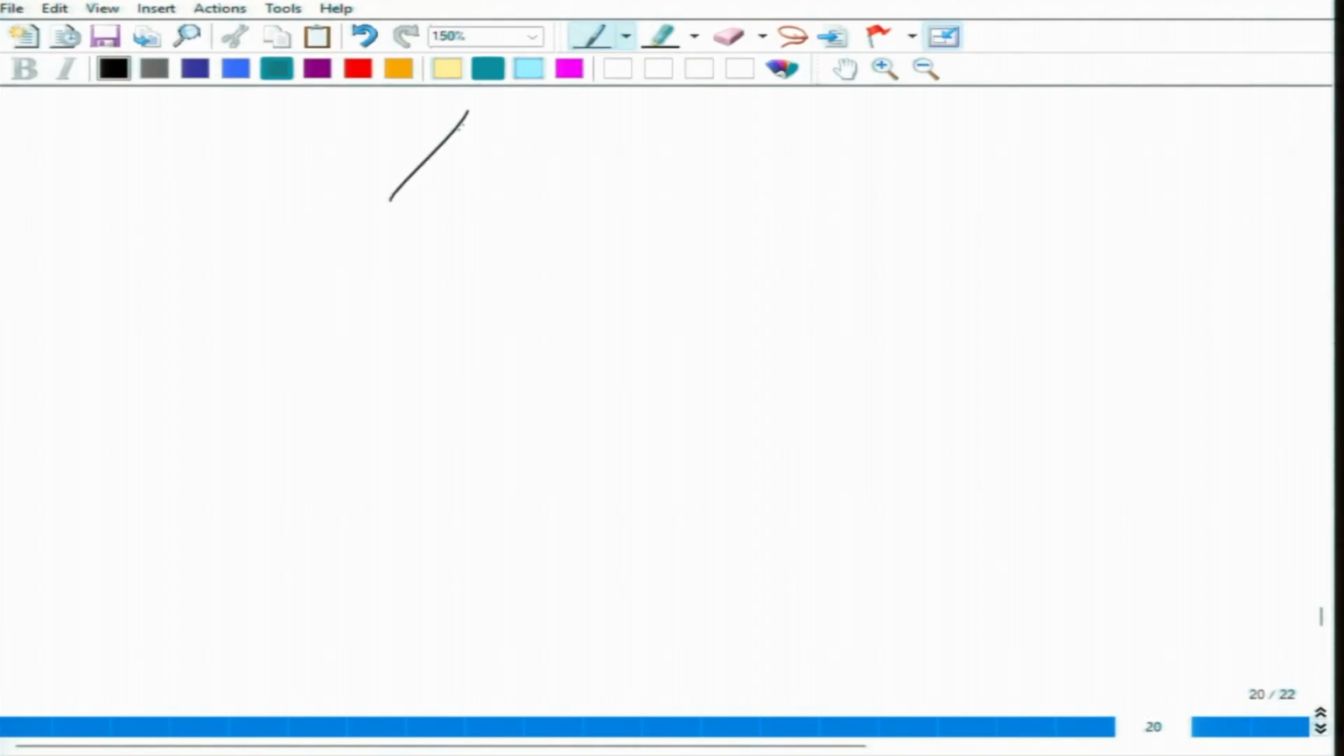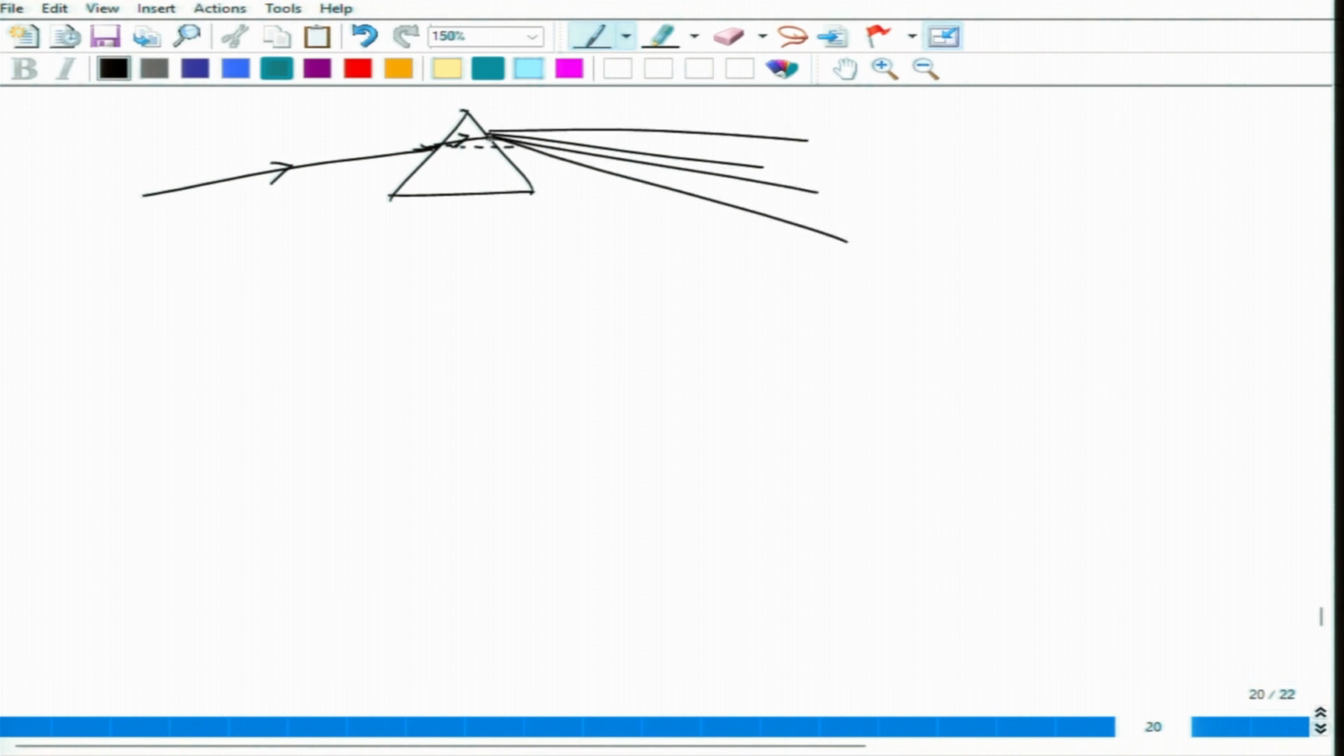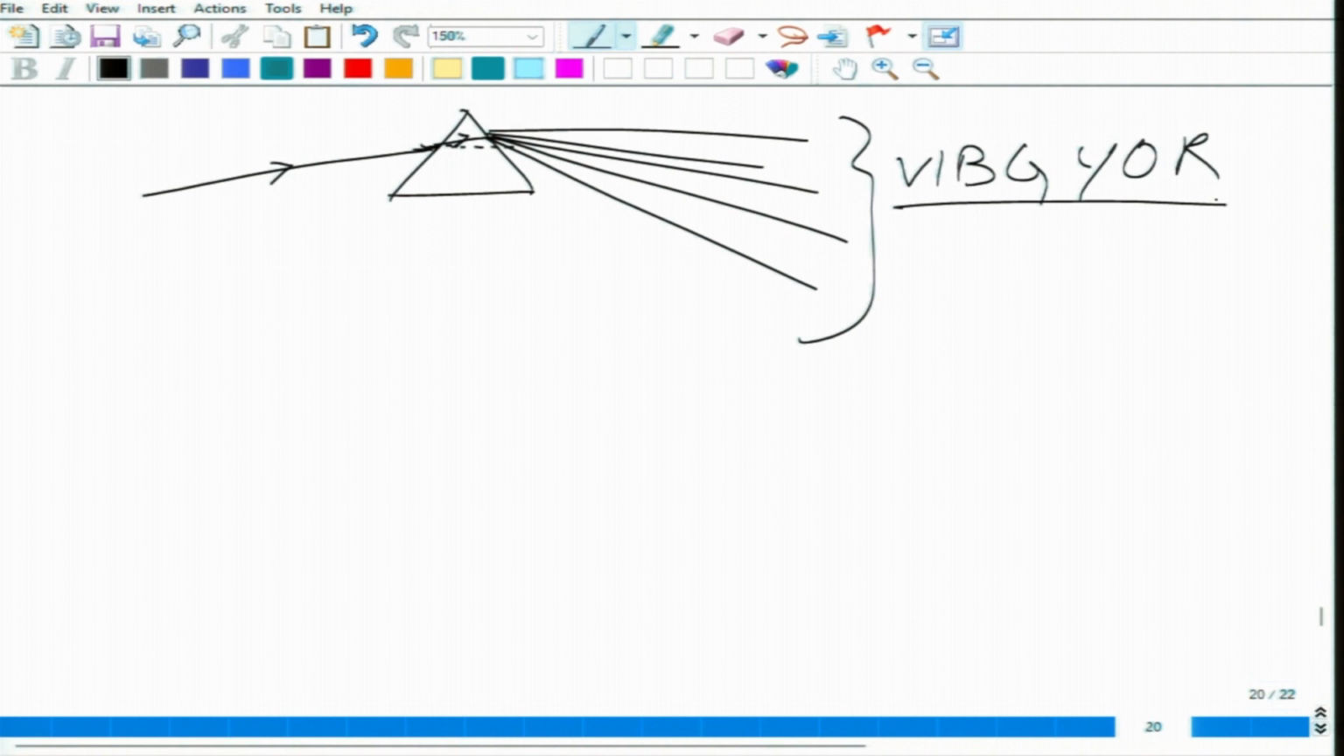So, if this is the prism and white light passes through it, it deviates once inside the prism. If this is the original path, it deviates, and when it comes out of the prism, it comes out in different colors. This can be observed in white light splitting up to give VIBGYOR, and this can also be observed in a rainbow.